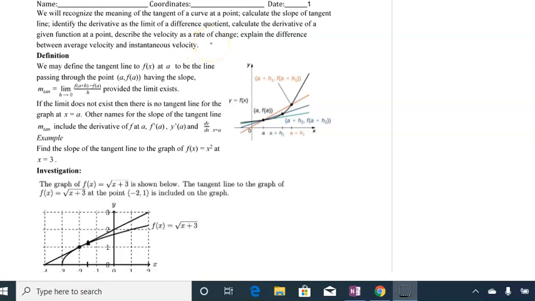Describe velocity as a rate of change, and explain the difference between average velocity and instantaneous velocity.